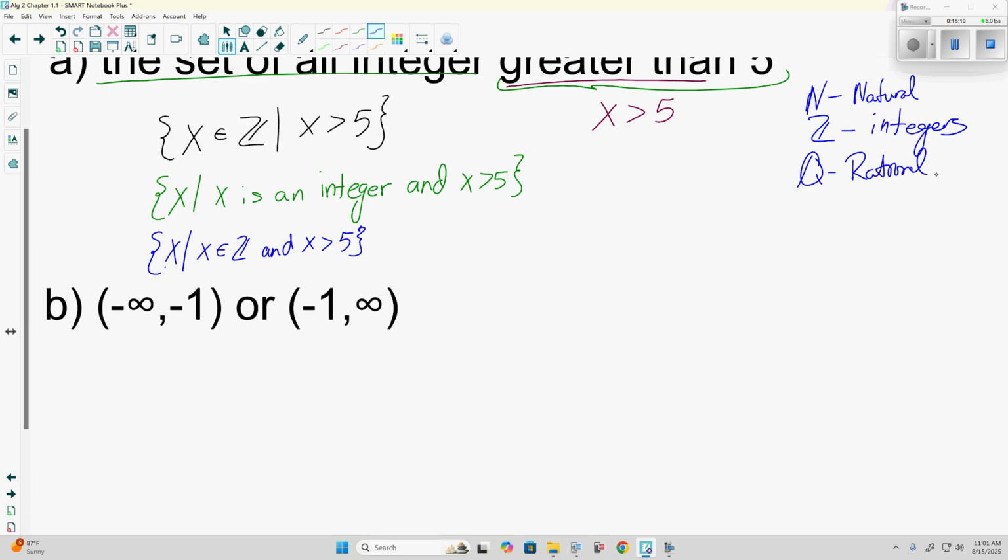Natural numbers are our counting numbers. So 1, 2, 3, 4. It keeps going. Our counting numbers, 1 and greater, are positive numbers.